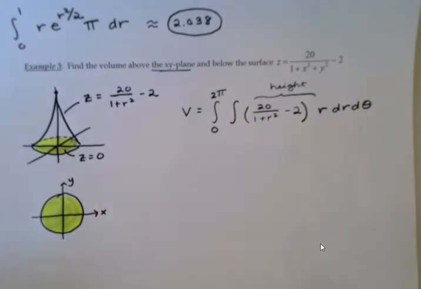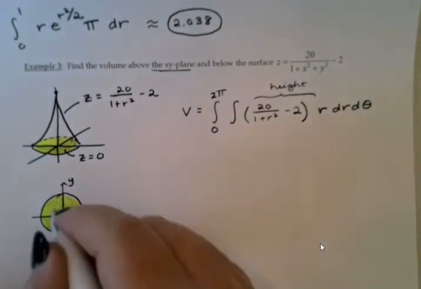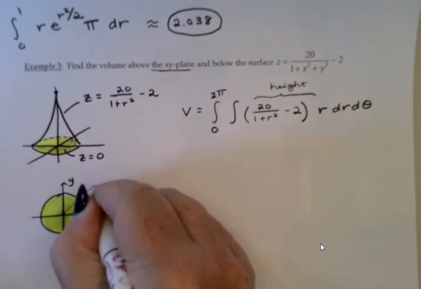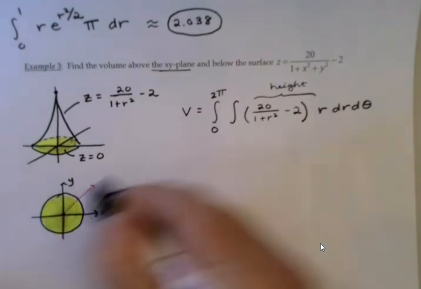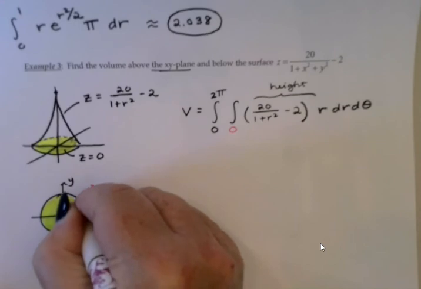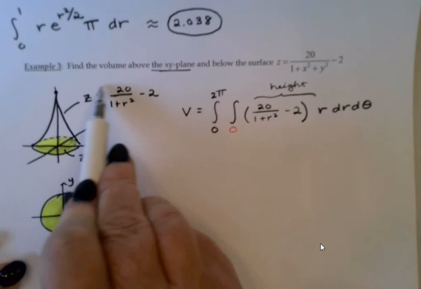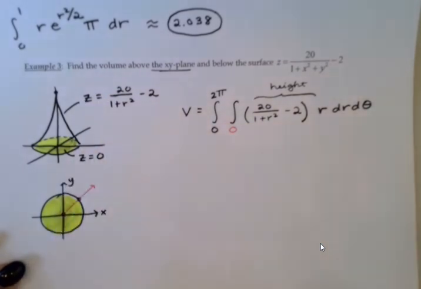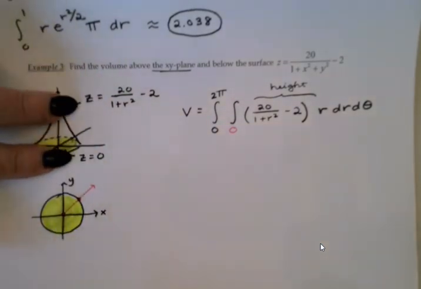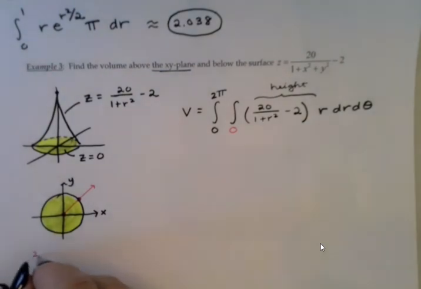But I need to know the radius of the circle, because when I draw a radial spoke, I start right in the middle here at r equals 0, but I need to know when I'm going to leave the region, what that outer r value is. In order to figure that out, I'm going to find the intersection of my surface with my xy plane. In other words, I'm just going to set these z's equal to one another.